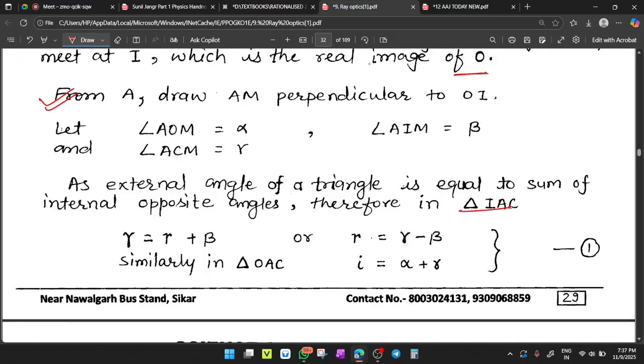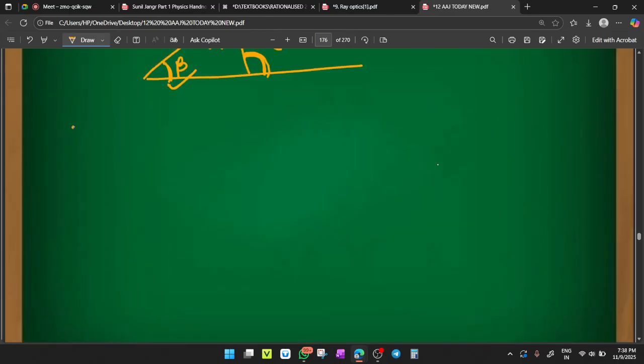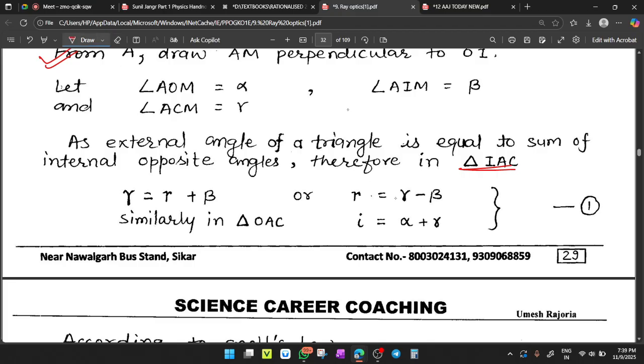So here check the triangles. First, we have to take the triangle AIC, IAC. This is I, this point is A and this point is C. Clear or not? So in triangle IAC, the angle gamma is equal to angle r plus beta. Gamma equals r plus beta. This is angle gamma and this is equal to r plus beta. Clear or not? So in triangle IAC, I can write gamma equals r plus beta, so r equals gamma minus beta. Yes or no? This you can give equation number 1, right? So first we have found that r equals gamma minus beta from this triangle.